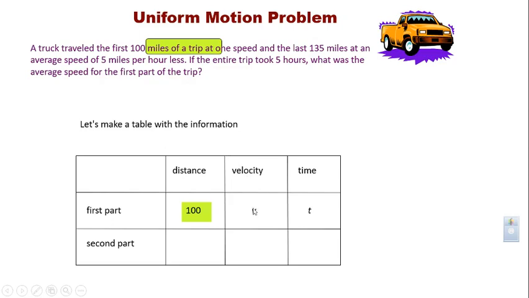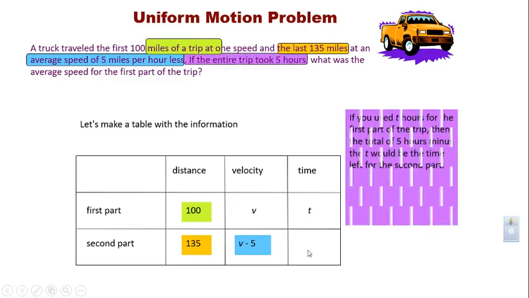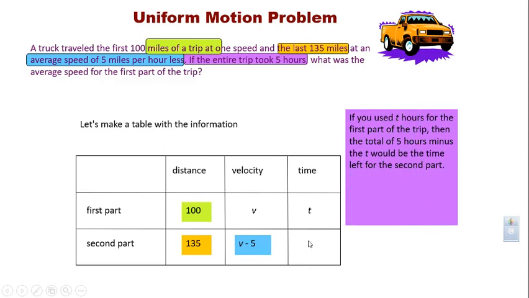The speed we don't know, v, and the time we don't know, t. So we'll just put v for the velocity and t for the time. For the second part of the trip, he travels 135 miles, and the speed is 5 miles per hour less than the original. So we would subtract 5 from the original velocity, and the time in all would be 5 hours. So if you went t hours before, then you use the rest of the time for the second part. So you would say 5 minus t because it took 5 hours in all for the whole trip.